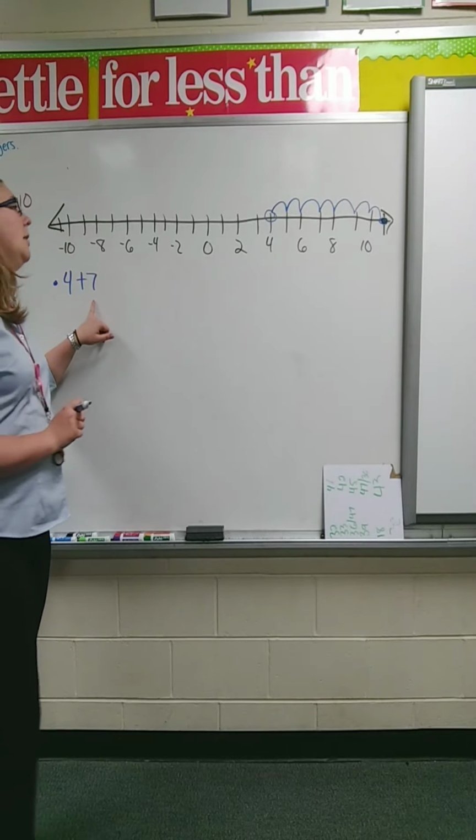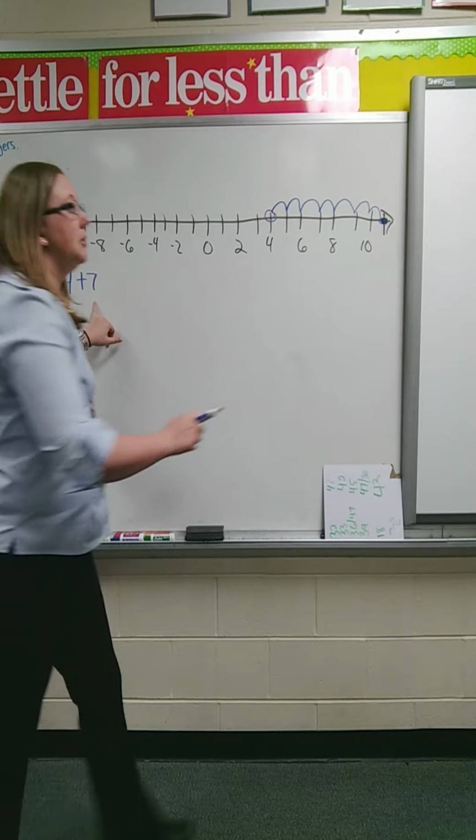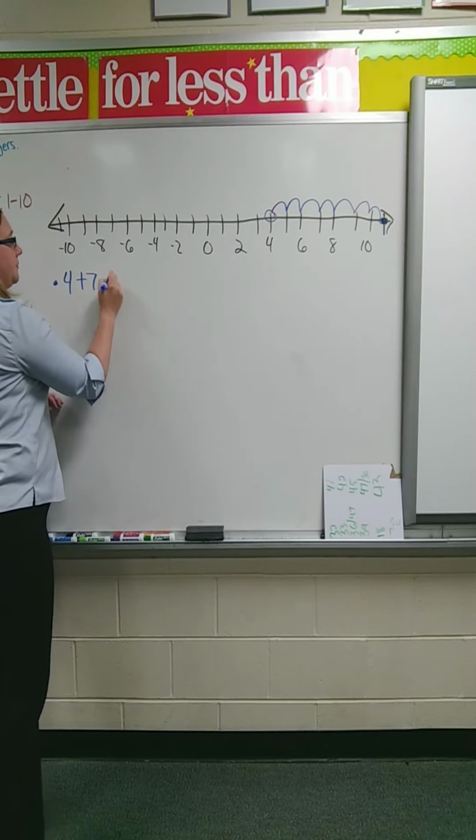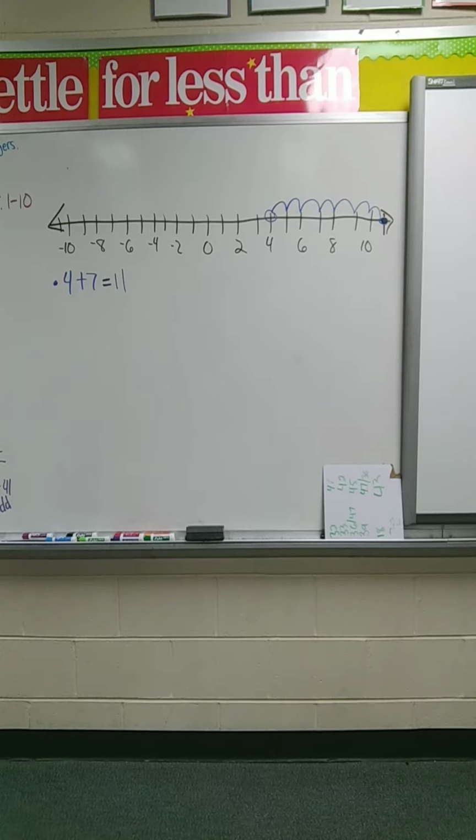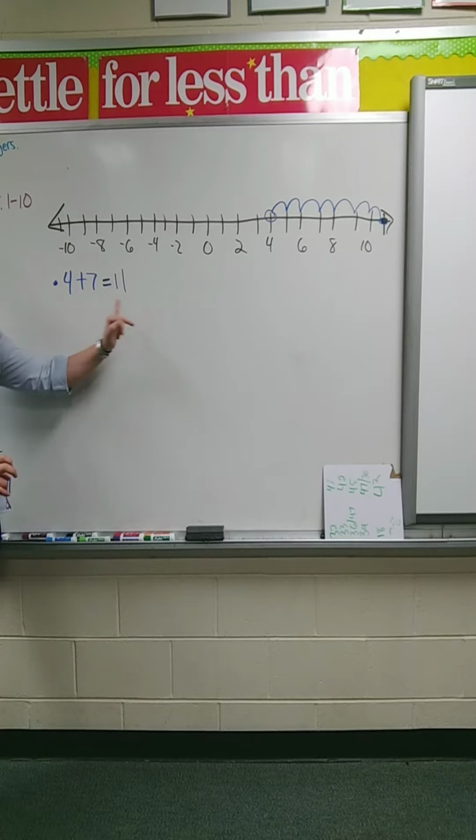Where did I end up? 11. I ended up at 11. Does 4 plus 7 equal 11? Yes. Okay, good, so we know that it works. We know that if we have a positive plus a positive, we get a positive.